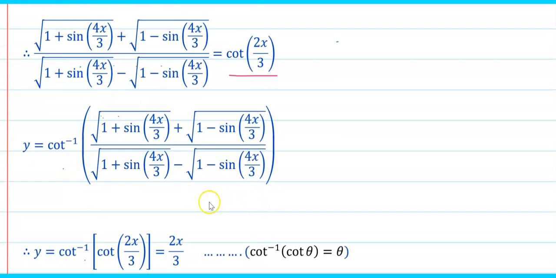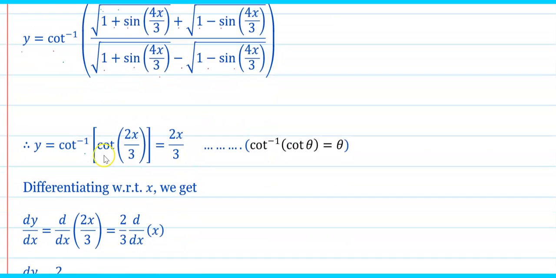Okay. But what is our problem? Our problem is that y is equals to cot inverse of root of 1 plus sine of 4x upon 3 plus root of 1 minus sine of 4x upon 3 upon root of 1 plus sine of 4x upon 3 minus root of 1 minus sine of 4x upon 3. The whole quantity is nothing but 2x upon 3. And here cot inverse of cot of 2x upon 3 is nothing but 2x upon 3. That is, cot inverse of cot theta is theta.